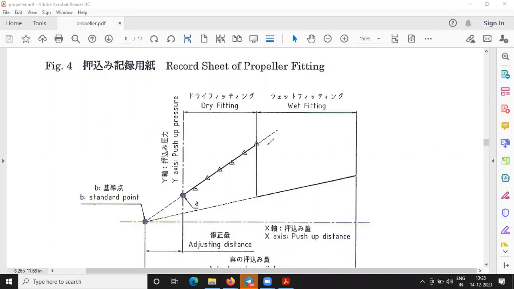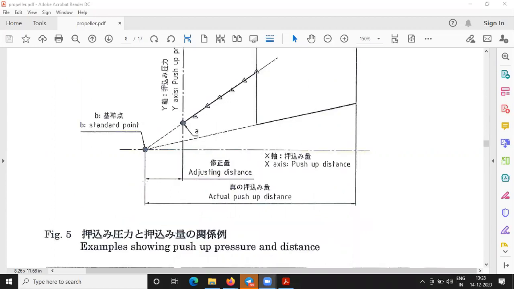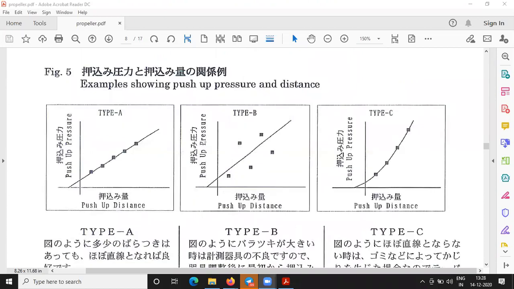Sir, the standard point is the mark on the propeller, right? No sir, we will come to the standard point later. First thing what I wanted to tell you is I wanted you to understand this nature of the graph and how do we know whether we have fitted the instrument properly or not.